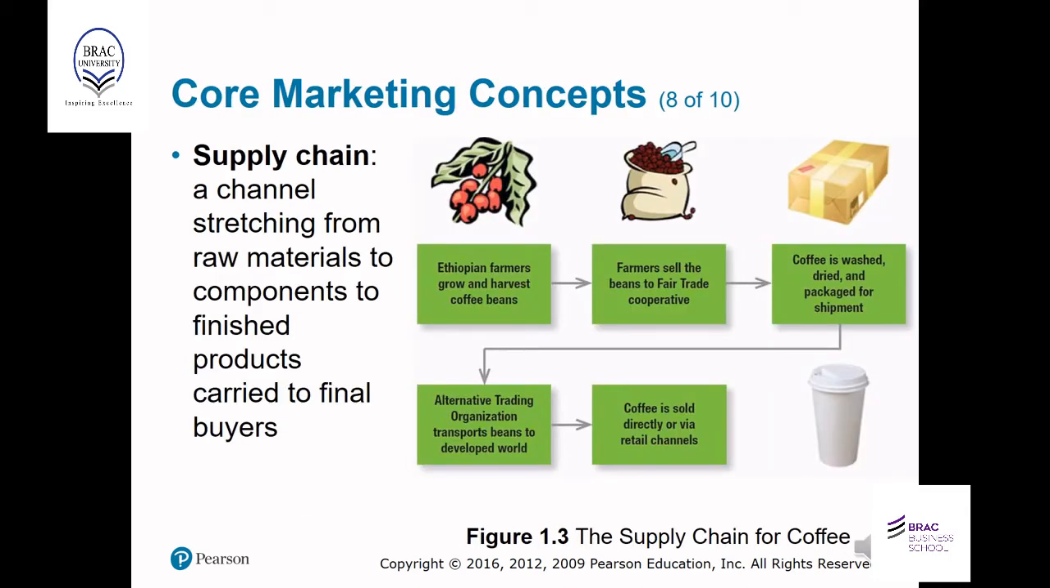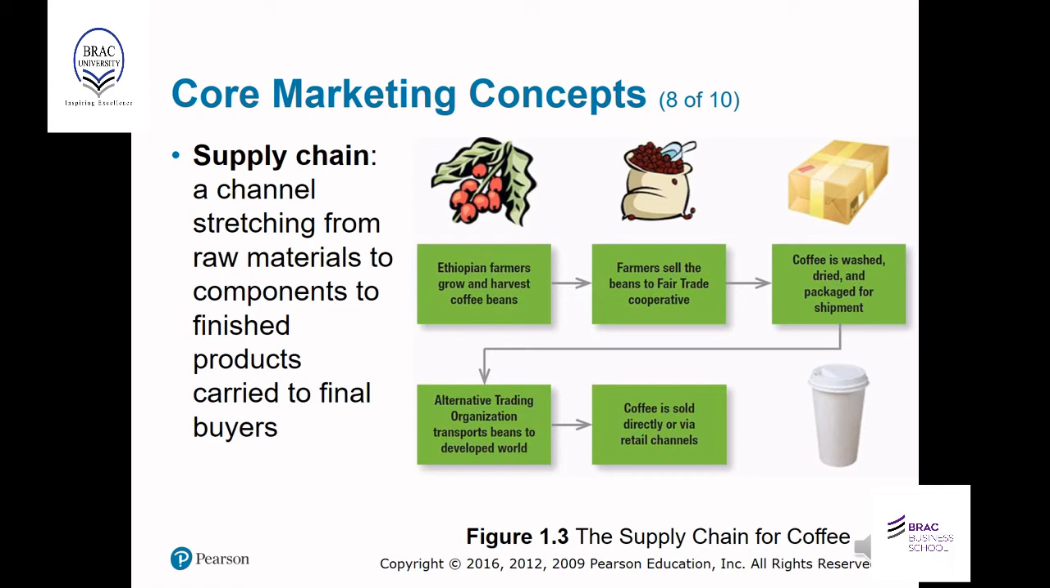Now move on to the 8th marketing concept, that is supply chain. What is the meaning of supply chain? Supply chain starts from collecting raw materials and ends when the final product is in the hand of customers. This entire process is known as supply chain.